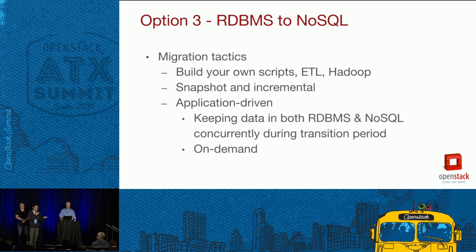Another option is what I call on-demand. For example, if you want to read data, you first read from NoSQL, the new database that you're porting to. If that data doesn't exist there, your application logic can be built to fall back to the old database. When you fall back to the old database, you copy that data to NoSQL on demand and then return the result to the user. So that's the second option.